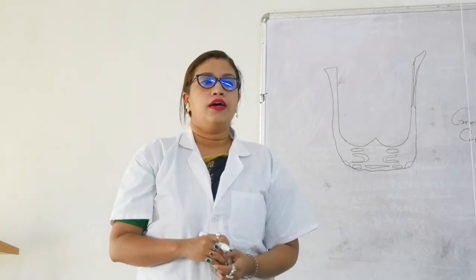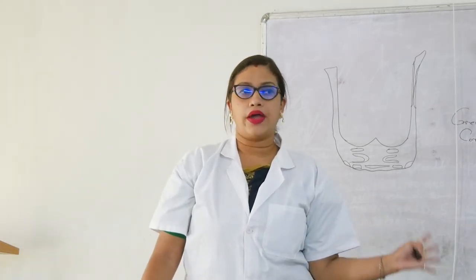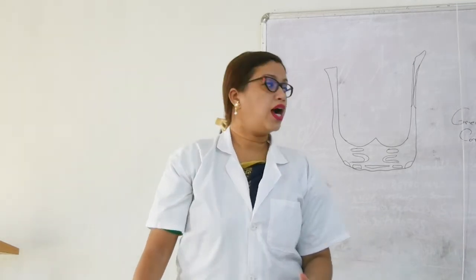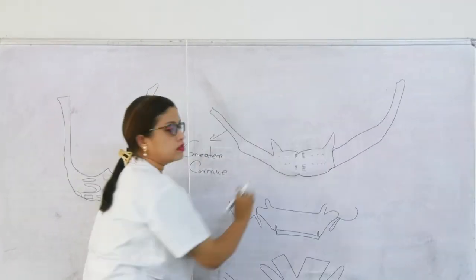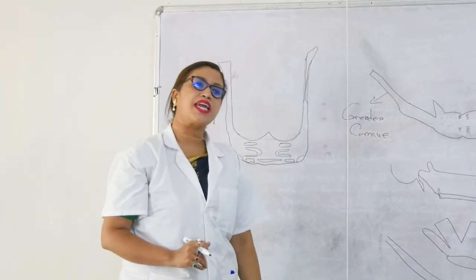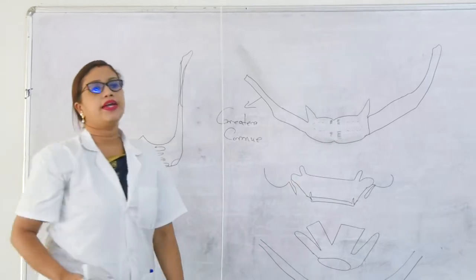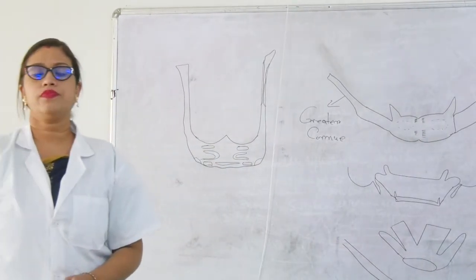Okay. Now, what about the development? You have to know about the hyoid bone. You have to know about the branchial arch, right? So, what is happening? The upper part of the body and the lesser cornu is developed from the second branchial arch, whereas the lower part of the body and the greater cornu is developed from the third branchial arch. Please note it down.